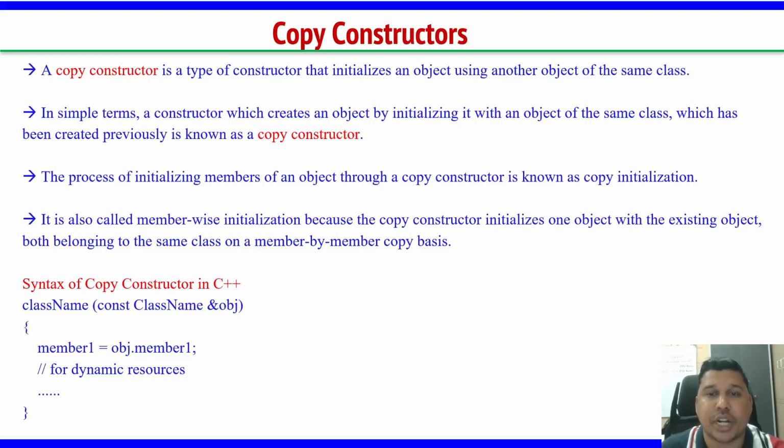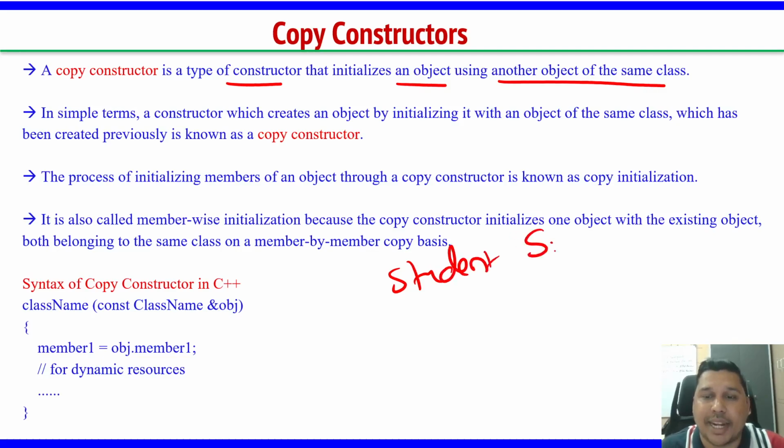The next type of constructors is copy constructor. Okay, what is copy constructor? It's a type of constructor that initializes an object using another object of the same class. Okay, there is an object student. For the student class, I am creating object S1 with two values ABC and 30.